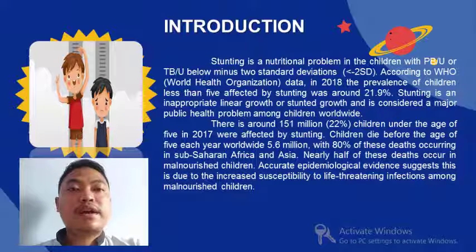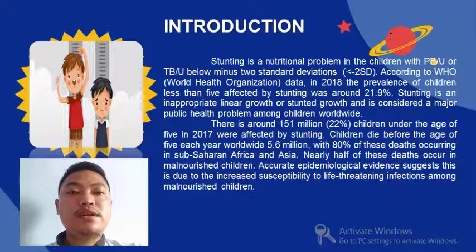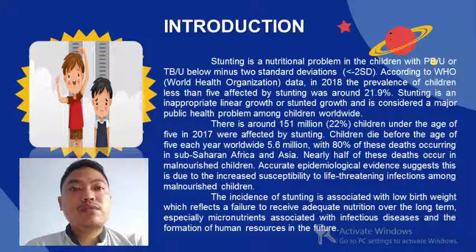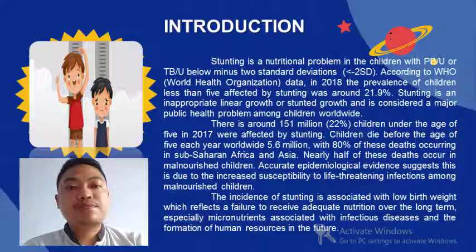Children die before the age of 5 years worldwide, 5.6 million, with 18% of these deaths occurring in sub-Saharan Africa and Asia. Nearly half of these deaths occur in malnourished children. Accurate epidemiological evidence suggests this is due to the increasing susceptibility to life-threatening infection among malnourished children. The incidence of stunting is associated with low birth weight, which reflects a failure to receive adequate nutrition over the long term, especially micronutrients, associated with infectious disease and the formation of human resources in the future.